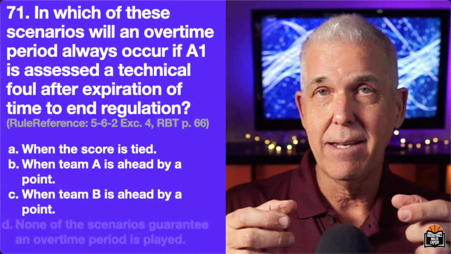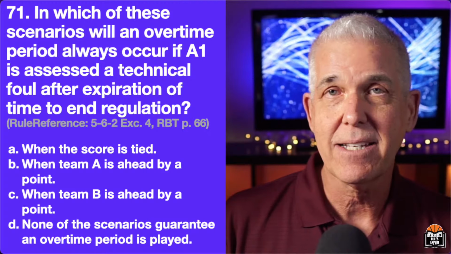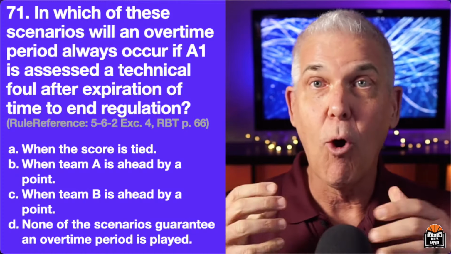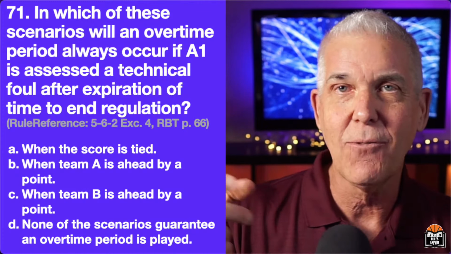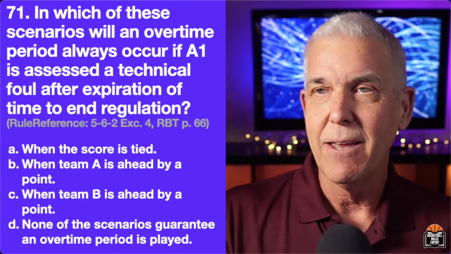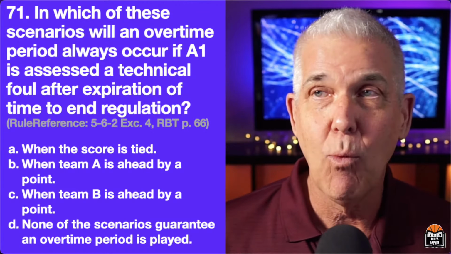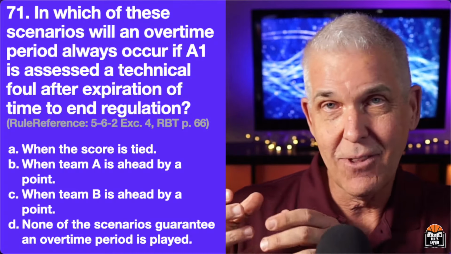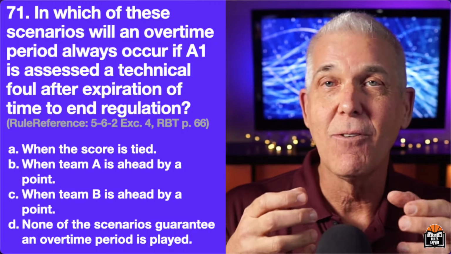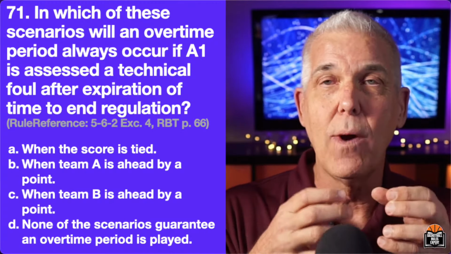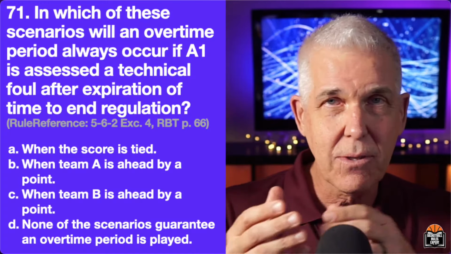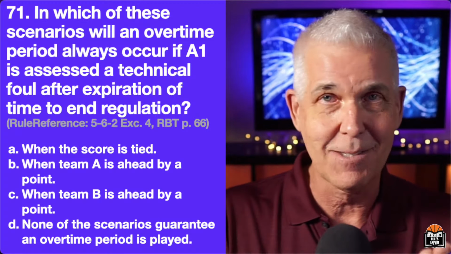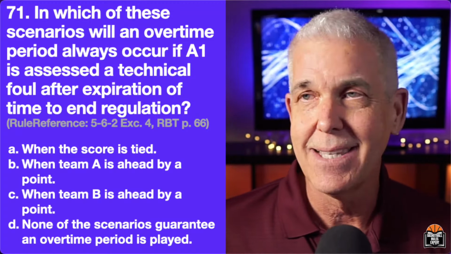When the score is tied and then a player is assessed a technical foul, overtime will be played. The overtime will begin with the penalty for the technical foul. But if we have team A ahead by 1 point and A1 is assessed a technical foul, the free throws for that technical foul will be part of the fourth period because they could affect whether or not we go to overtime. So it's a unique scenario, and obviously one that we have to be 100% correct on because a mistake at this point of the game is not acceptable.